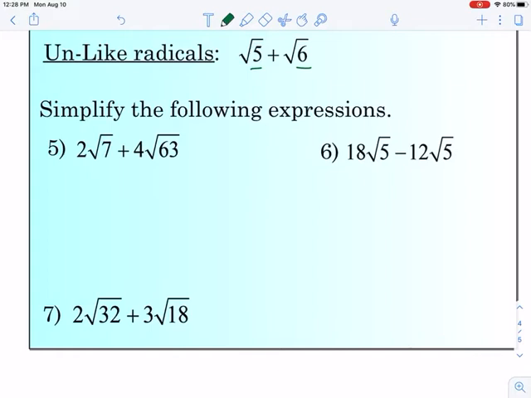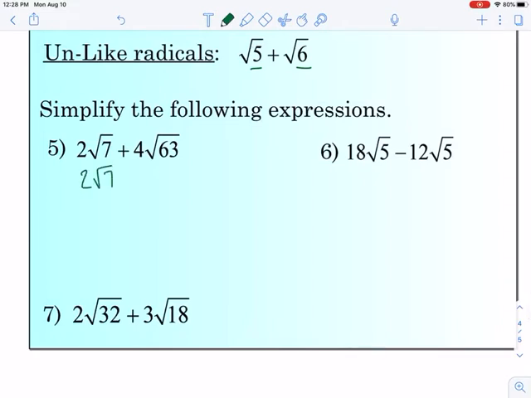So I'm going to cheat. If I'm going to be able to combine these 2 radicals, that means that 7 is going to have to be a factor of 63. So if I take 63 and divide it by 7, I'm going to get an answer of 9. And 9 is the perfect square. So you can just kind of help yourself cheat a little bit there.